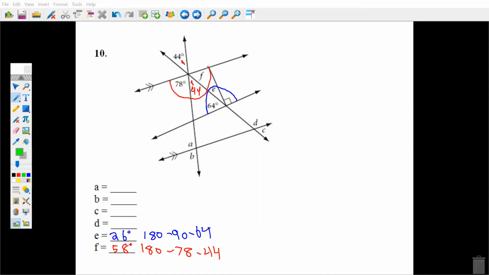Next, I can see with our parallel lines here, this line here is parallel to this line here. So angle 78 is corresponding to angle B. So that means they're equal. That'll be 78 as well. Then to find A, I'll use yellow. These two have to add up to 180. So 180 minus 78 is 102. That's 102. That's 78.